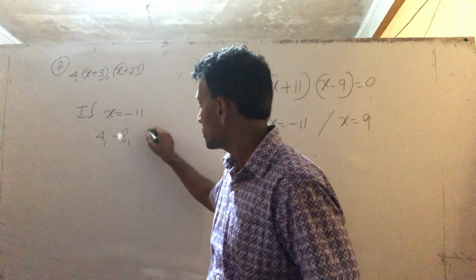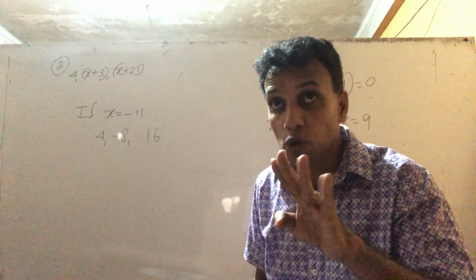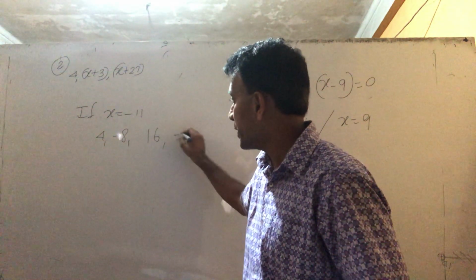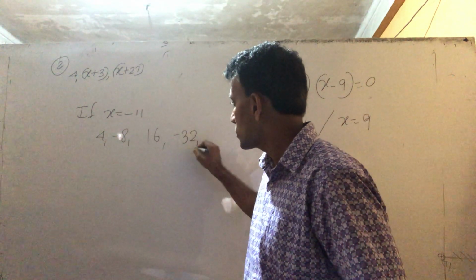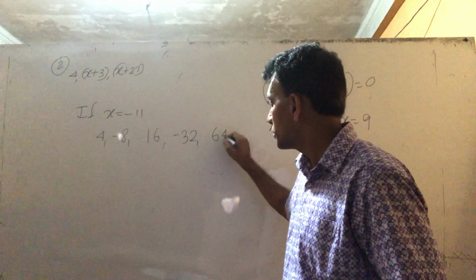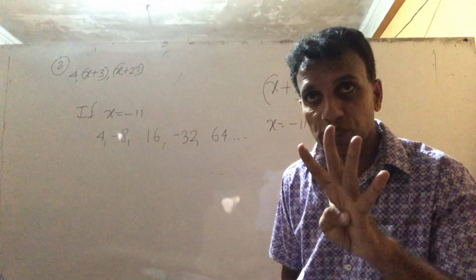That is 16. What happens? Multiply by 2, no, not multiply by 2, multiply by minus 2. See? The other one, minus 32. Multiply by minus 2, 64, and so on. They ask for each series to show the first 4 numbers.